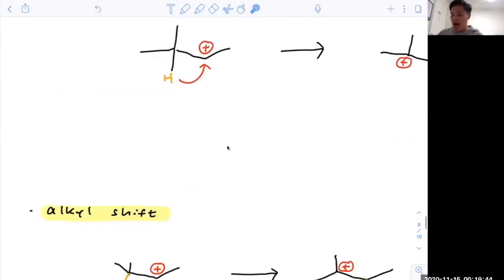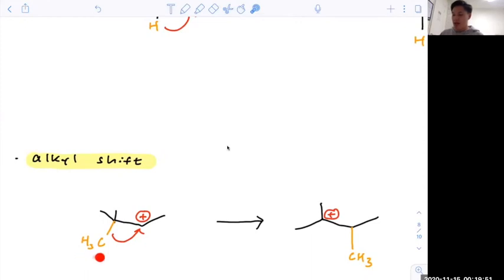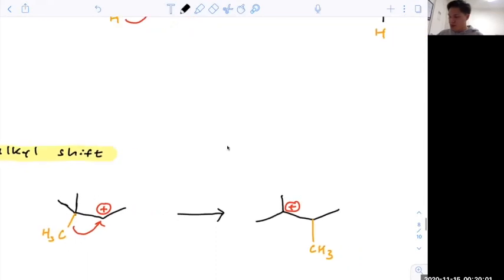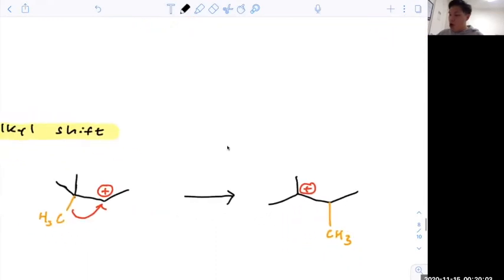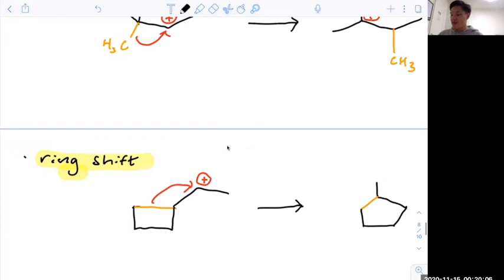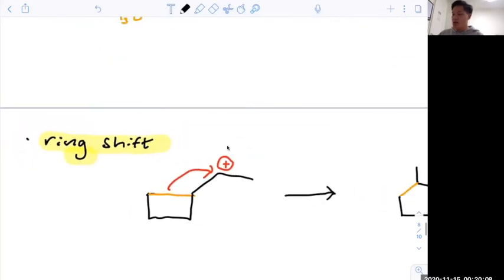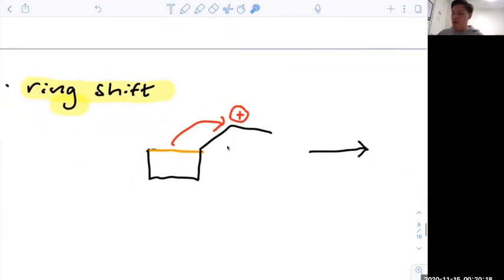Or there's called an alkyl shift, when you move a whole alkyl group over, right? I denoted that with this. Again, if there is a possibility of a better tertiary, or if there's a possibility of a better carbocation, right? Or there's something called a ring shift, which happens right here. So what actually happens is this bond from the ring will actually move up here. So how do we denote that if this bond from the ring moves up here?